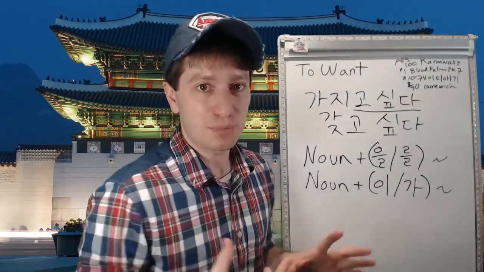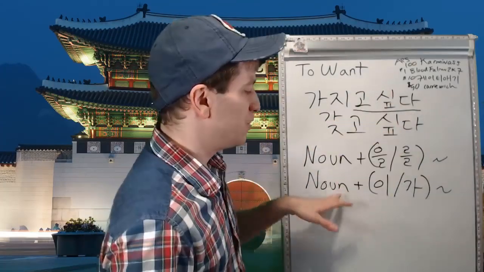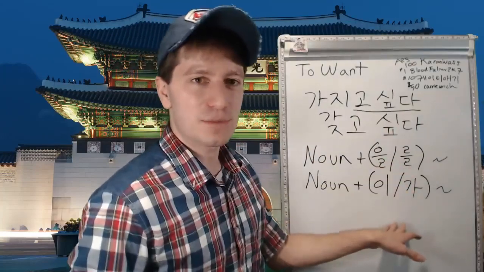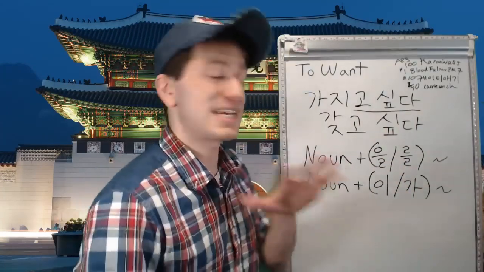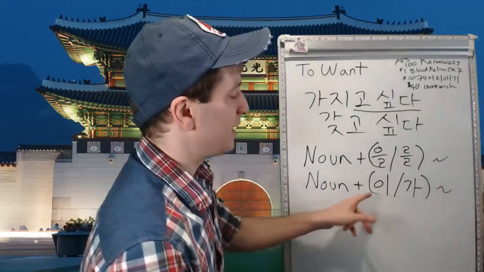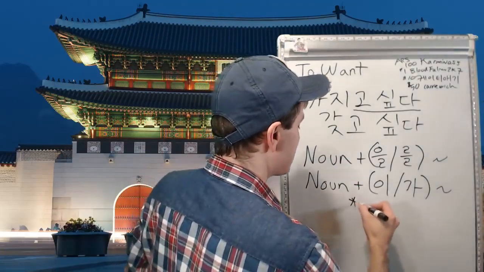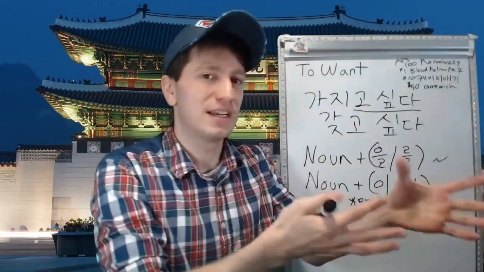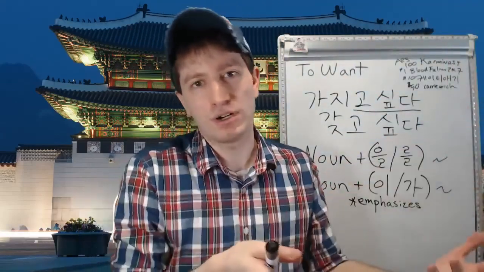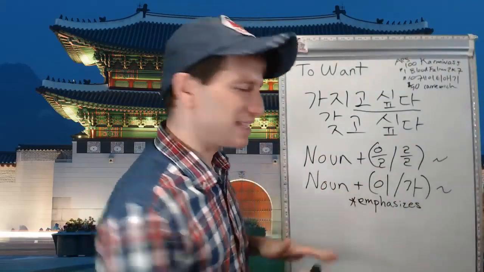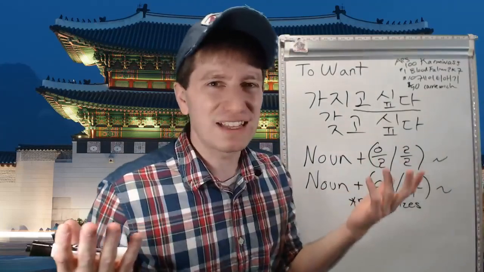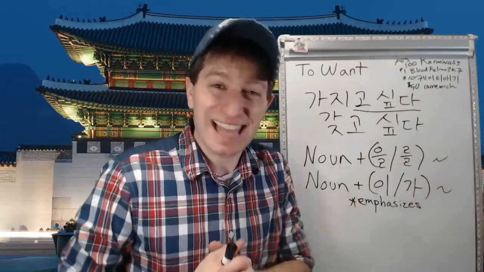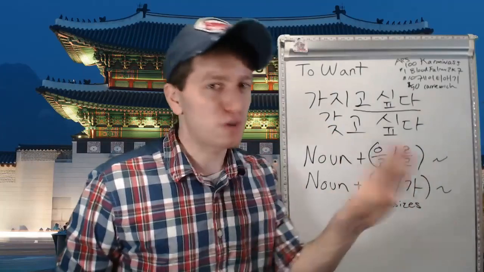But to make things simpler, just focus on this form. You can use it with an object marker or with a subject marker. If you use it with the subject marker, it has the exact same meaning. However, it slightly emphasizes what it is you want to have. What I want is a new computer. Or what I want is a new computer. So if you want to slightly emphasize what it is that you want, use a subject marker. The feeling's pretty much the same though. It's only slightly different. So either one is perfectly okay to use.